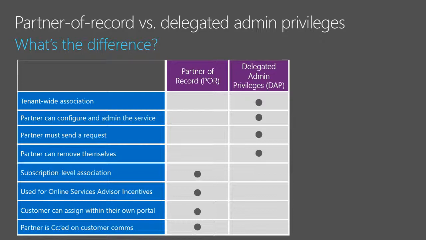And the other thing I wanted to mention is that in terms of the flow, a customer can assign a partner of record on a subscription within their own admin portal. So as a customer, if I'm working with a partner, I can go into my own admin portal, go into that subscription and assign a partner who's been working with me. Whereas the process for delegated administration is slightly different. The partner actually has to send a request to the customer saying, I want to be a delegated administrator for your tenant, and the customer has to explicitly accept the terms of that. Because in essence, the customer is giving that partner the right to see and configure the service on their behalf.